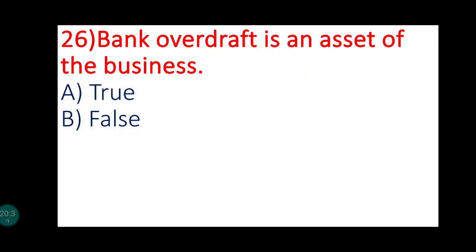Bank overdraft is an asset of the business. So no, it is not an asset. See, bank balance is an asset, but if there is a bank overdraft, that is money withdrawn more than the balance in the bank account, so it is known as bank overdraft. This facility is available to a current account holder. So it is not an asset, but it is a liability. That amount is payable to the bank with, of course, interest. So bank overdraft is not an asset, but it is a liability. So this statement is false.